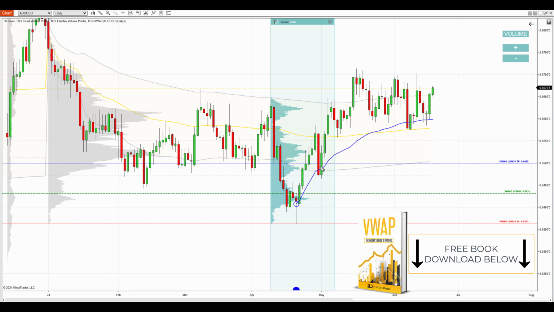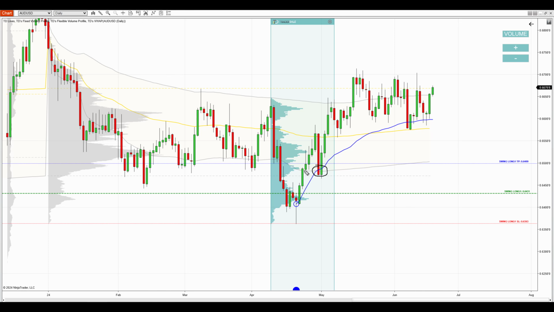Now both those pullbacks also have a nice confluences. The first pullback has confluence with the yearly first deviation, that's the gray line. It is a deviation of the yearly VWAP. So we have a combo of anchored VWAP here, anchored to this swing point and that first deviation here. And the second pullback, this one, there was a confluence of the yearly VWAP.